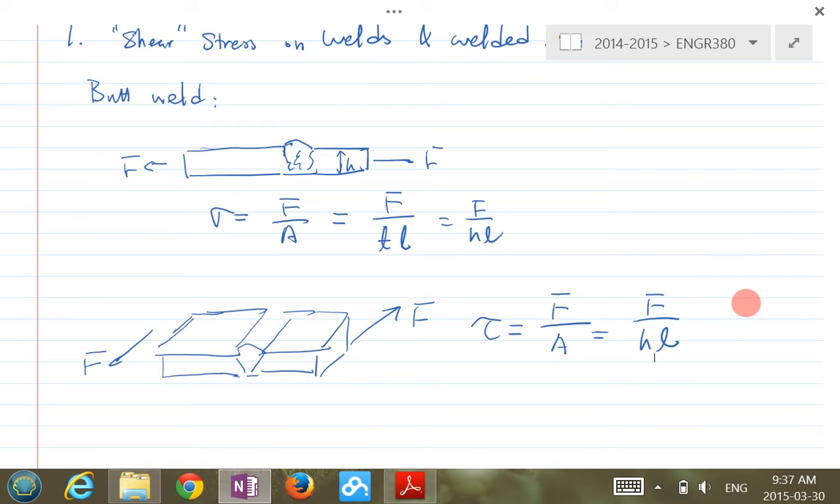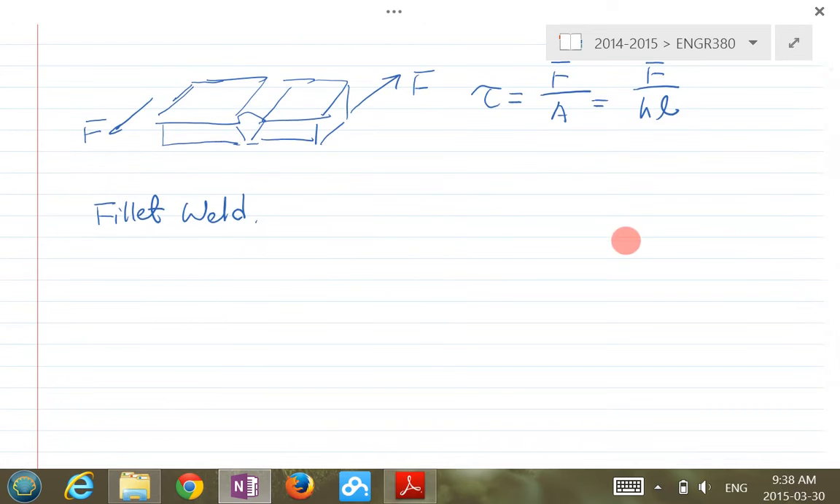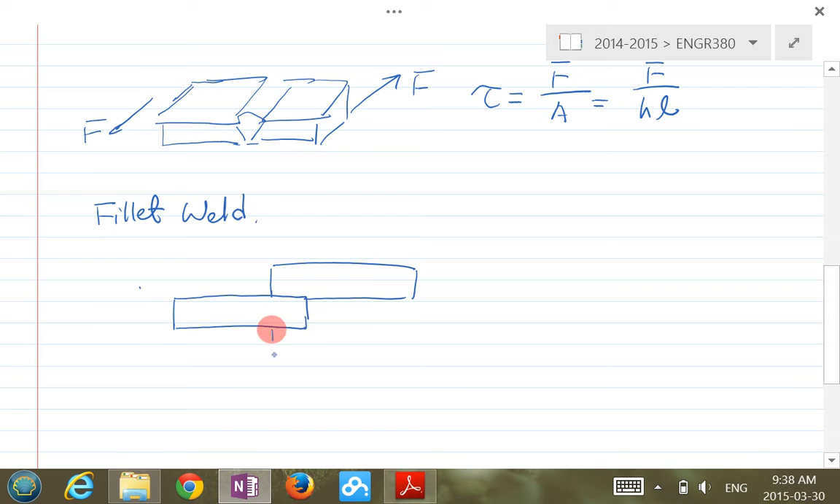So as I said, the focus is on fillet. So now let's look at the fillet type of weld. For fillet weld, let's look at a double lapped joint here. Basically, I have 3 plates, and we're welding the 3 plates together with a fillet weld. One is here, the other is here.